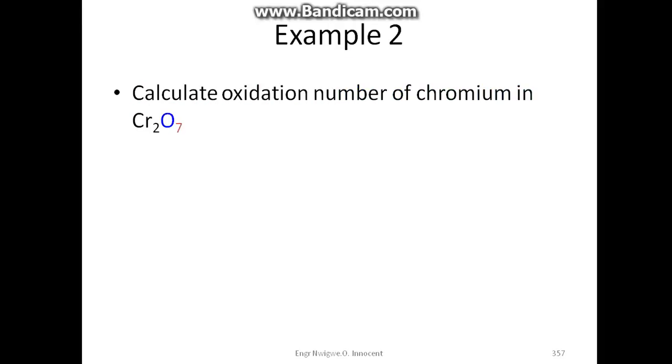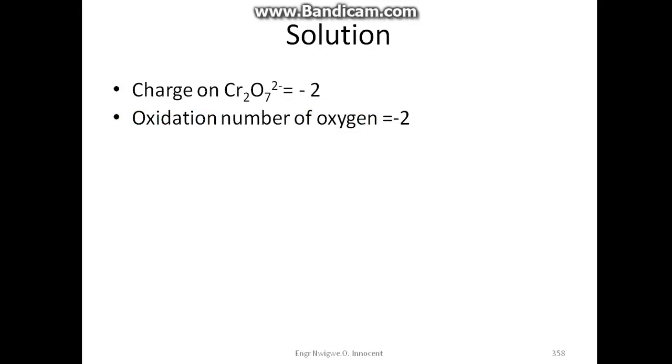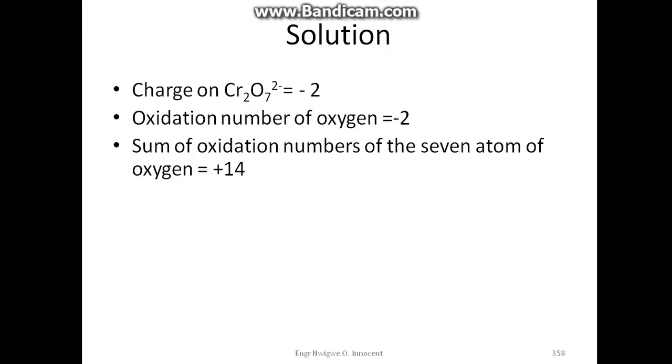Example 2. Calculate the oxidation number of chromium in heptaoxodichromate(VI). Solution. Charge of heptaoxodichromate is equal to negative 2. Oxidation number of oxygen is minus 2. Sum of oxidation numbers of the 7 atoms of oxygen is minus 14.